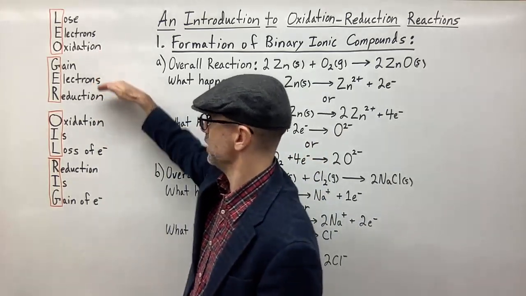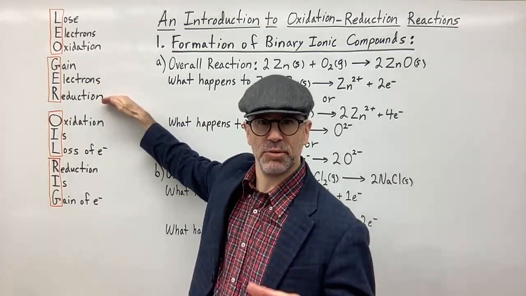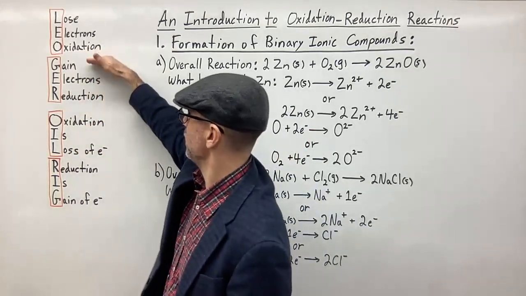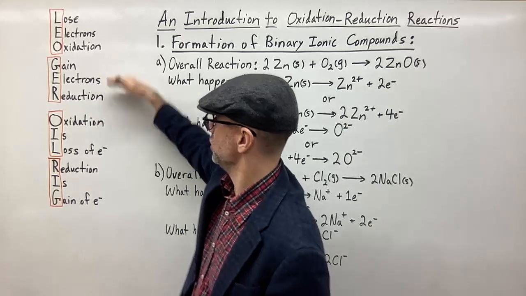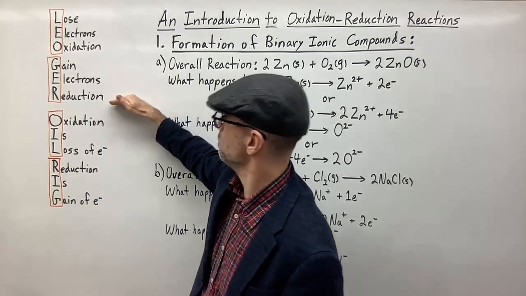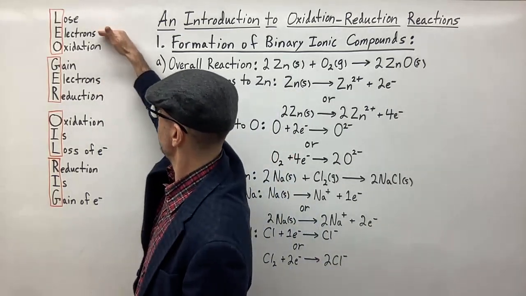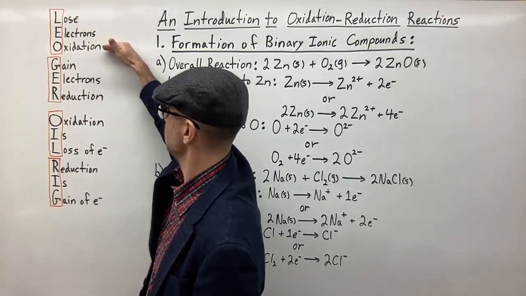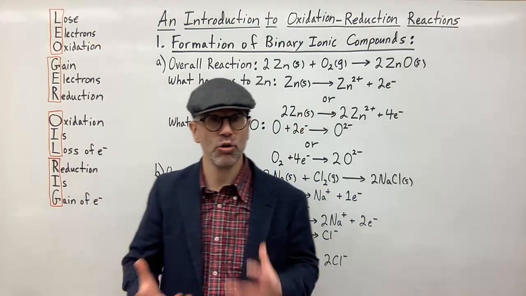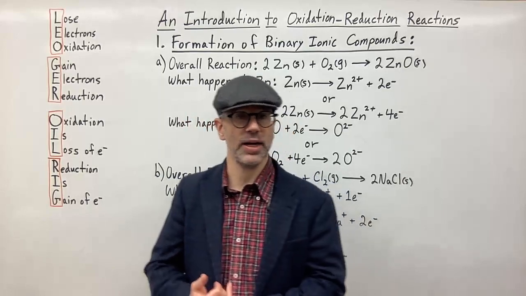Grr, Leo the lion goes grr, stands for gain of electrons is reduction. Did I say oxidation? I meant reduction. So gain of electrons is reduction, and loss of electrons is oxidation. So Leo Grr. That's one mnemonic device.